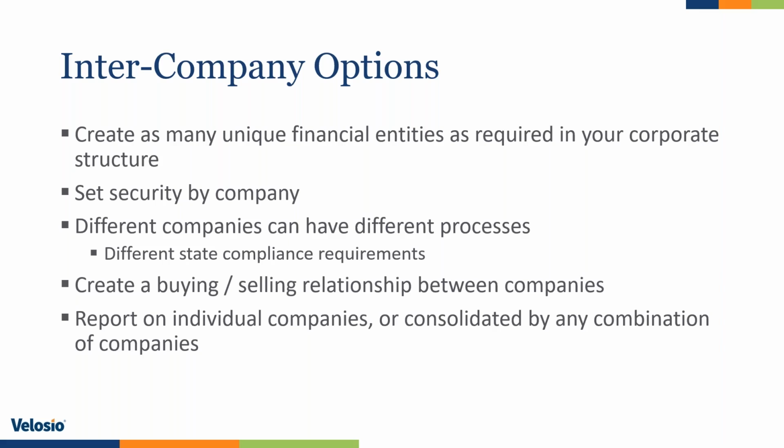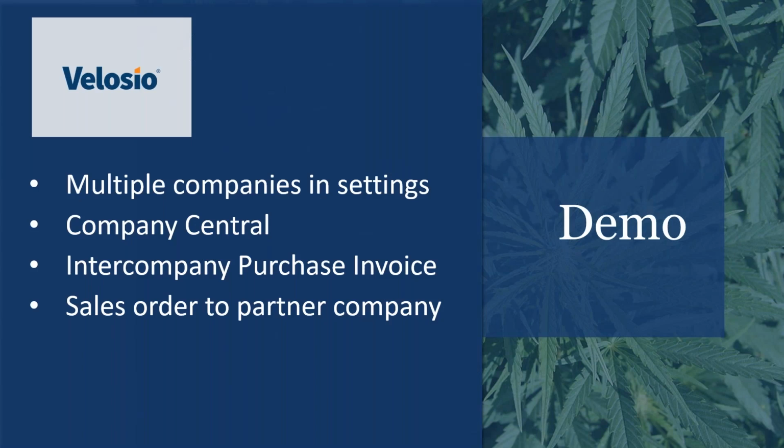Maybe one's a cultivation company and one's your processing company, your sales company. You can create a buying and selling relationship between your companies. So your cultivation company can sell your product to the processing company, whatever makes sense. And finally, you can report on individual companies financially, or you can consolidate them to get an overall picture. So let's go ahead and look at the multi-company features in Business Central and SilverLeaf.